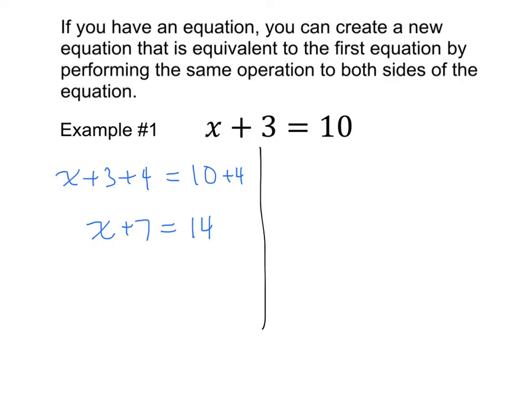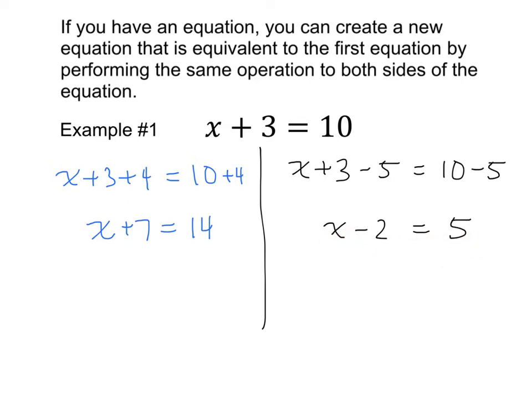Let's say I have this equation, x plus 3 equals 10. Well, let's create another equivalent equation by subtracting 5 from both sides. So I have x plus 3, and let's subtract 5 from the left, and let's also subtract 5 from the right. If I were to simplify the left-hand side, x plus 3 minus 5 simplifies to x minus 2, and the right side, 10 minus 5, simplifies to 5. So here's a new equation, x minus 2 equals 5.